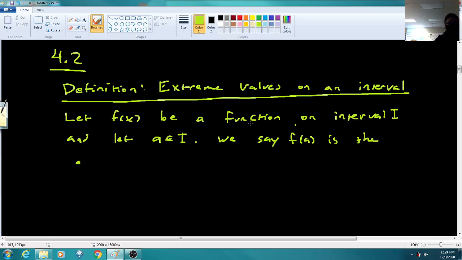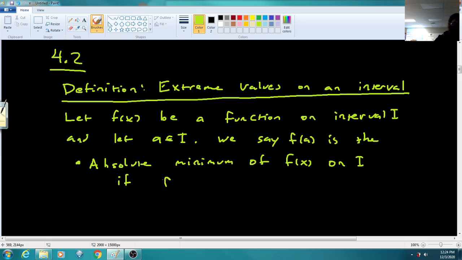So if we have a function on an interval, we're going to say that f of a is the absolute minimum of the function on the interval I if the f of a value is smaller than or equal to all the other y values that come from the interval. And this is kind of the math way how we say that.